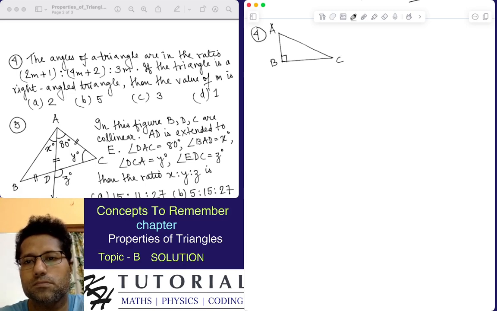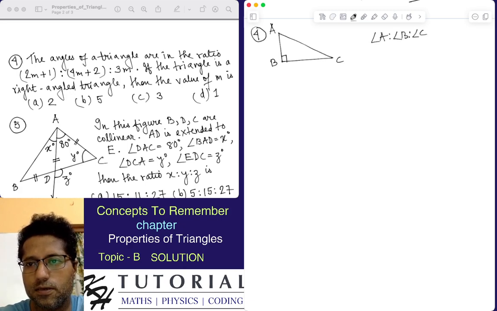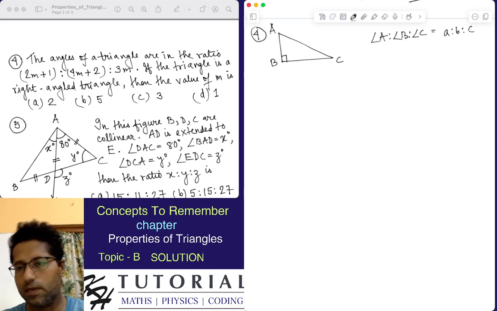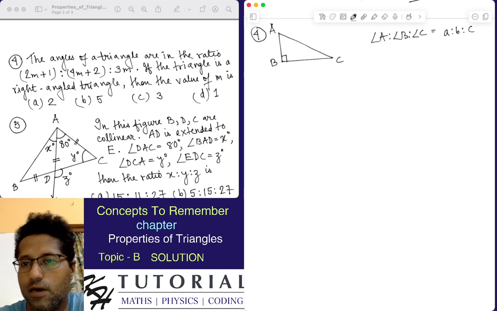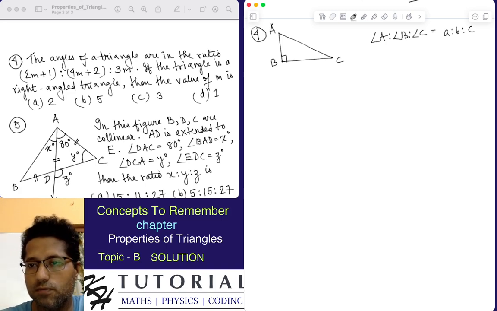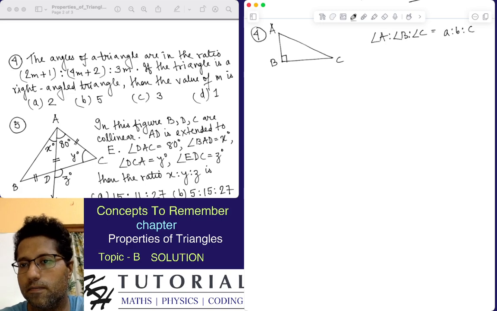Now, in a right angled triangle, let's say the ratio of the angles is given to be angle A is to angle B is to angle C is equal to A is to B is to C. Now from the given ratio, we can say that the triangle is a right angled triangle if the sum of any two terms in the ratio is equal to the third term.